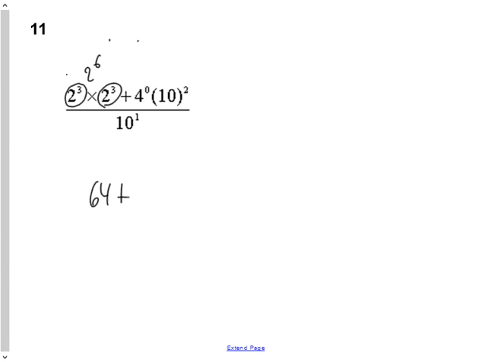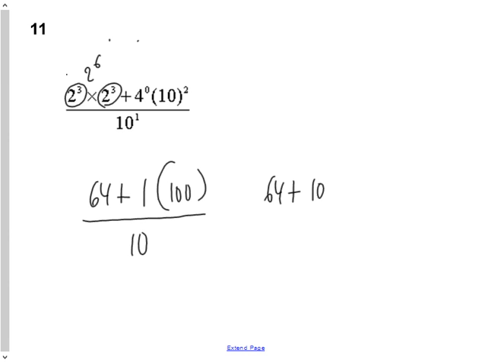64, plus 1, because 4 to the 0 is 1, multiplied by 100, divided by any base to the exponent of 1 is itself, 10. So then you're going to get 64 plus 100 divided by 10 when you simplify that. Or 164 divided by 10. And like I said, this was a test you didn't need your calculator for, because when you divide by 10, you simply take your decimal and move it one place over. And therefore your answer is 16.4.